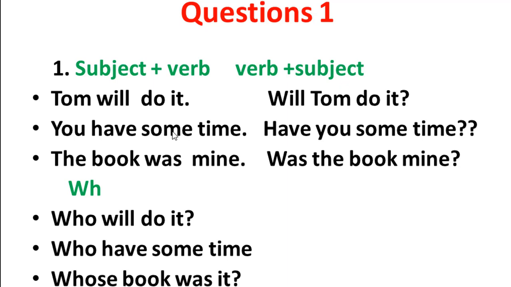You have some time here. The subject is you. Have you some time? Have you some time? Yeah. The book was mine. The book is the subject and was is the past form before the verb. Was the book mine? Was the book mine here? Was plus the book here.